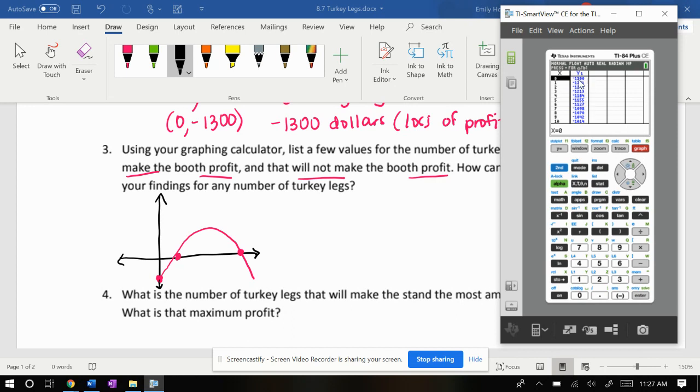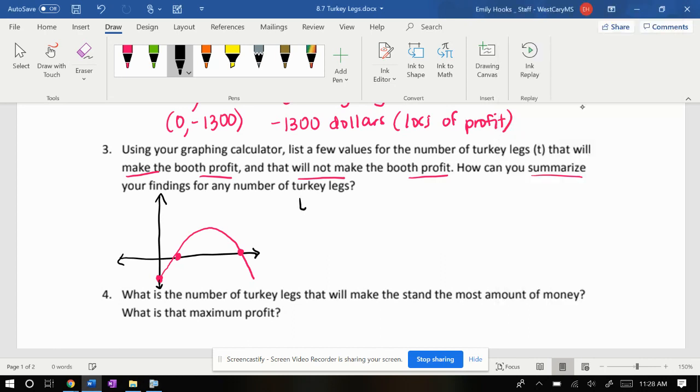So there's my negative $1,300 in debt. As you can see, all these I'm still in debt, but I'm getting closer and closer to making money. So let's just keep going. So all those numbers, all those turkey legs right there is when I'm still not making money. And then right there at 50, that's when I actually start making money, right? So when will I lose money is anywhere between 0 to 49 turkey legs, right?